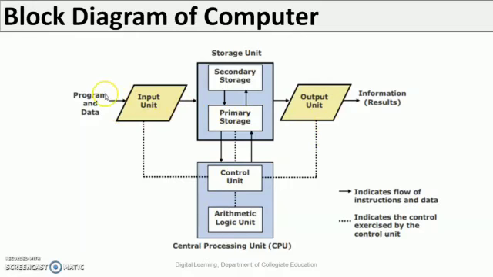The input unit accepts program and data. We give program and data through the input unit. Say, if you want to listen to music, you need to install a music software. That is, a program is installed through an input device, or the data we give, the song, is given through the input device. Program and data are stored in memory, processed, the result is sent back to the memory, and from memory to the output device.